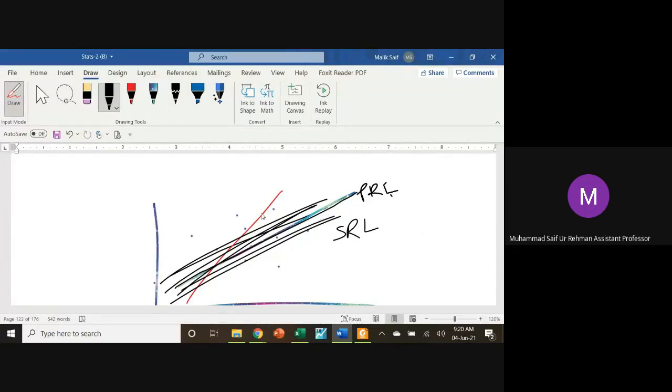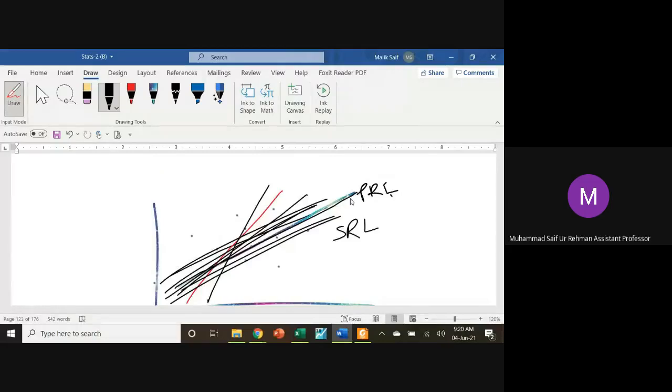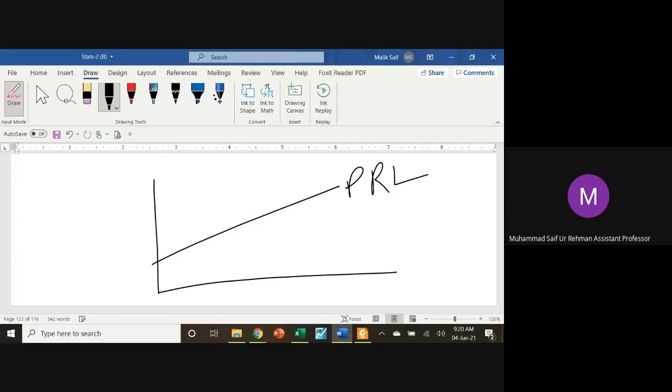Otherwise, other lines will be above or below, or their direction will be different; there will be a line like this, there will be a line like this. So there will be several lines, but one line will be there on the PRL. So let's say this is the population regression line, and the same line is the sample regression line.